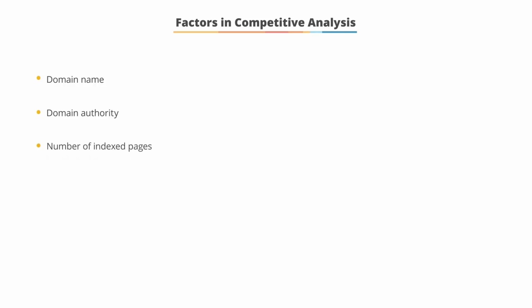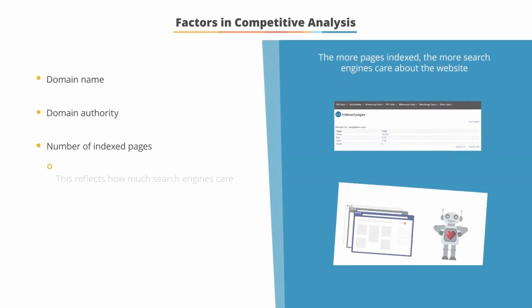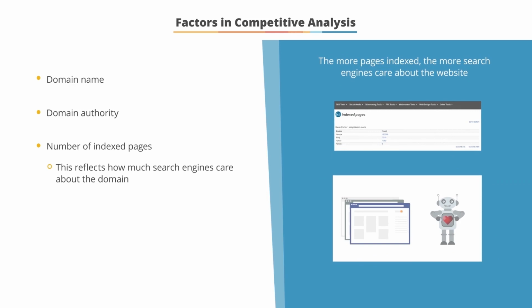The next one is the number of indexed pages of the competitors. This will tell you how much the search engines like this domain. If the search engines like this domain and that website has a lot of pages, it's going to be extremely difficult. So you'll be able to see this score with most SEO management software.